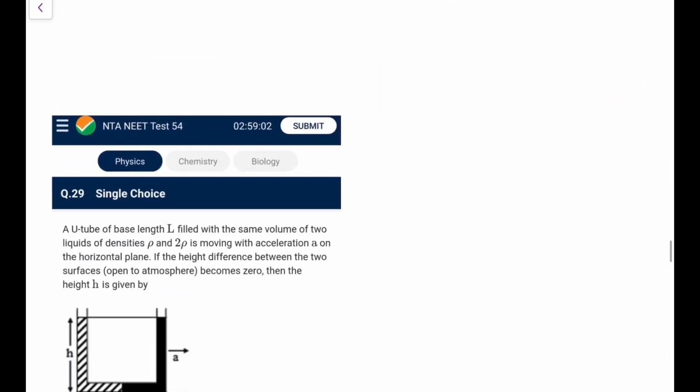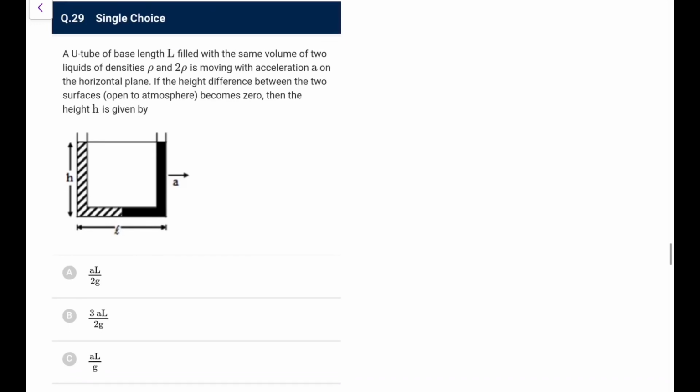Now, a U-tube of base length L filled with the same volume of two liquids density rho and 2 rho is moving with acceleration A on a horizontal plane. If the height difference between the two surfaces open to atmosphere becomes 0, then the height h is given by. So just remember, consider this section only, from here to here. So if I take this section here, if it is going with acceleration A, I'll write the pressure here.